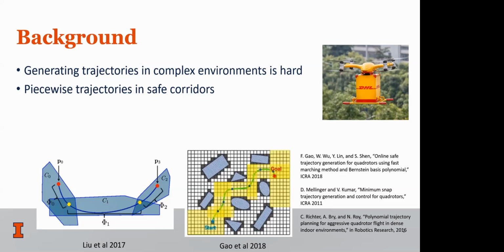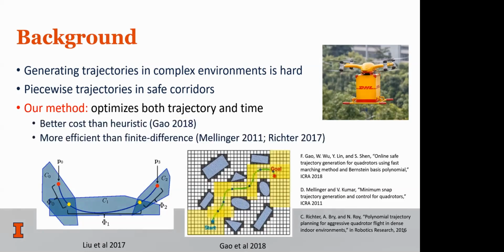Besides trajectories in each corridor, the time allocated to each corridor has to be optimized too. Our method efficiently optimizes both trajectory and time allocation. Prior work either chooses a fixed time allocation by heuristics or optimizes time allocation using gradient approximated by finite difference. The first option gets a suboptimal solution, and the second is inefficient.